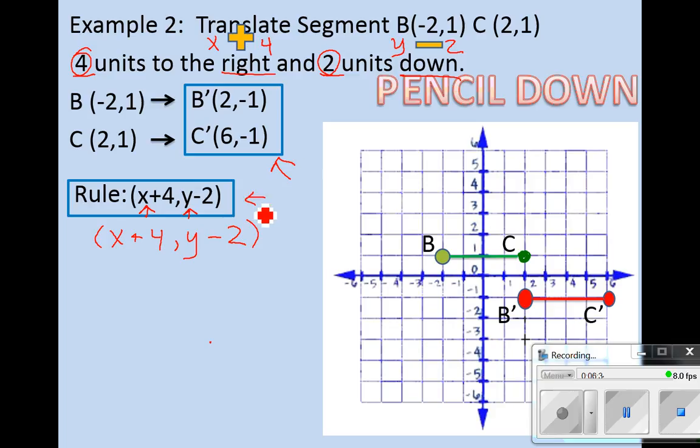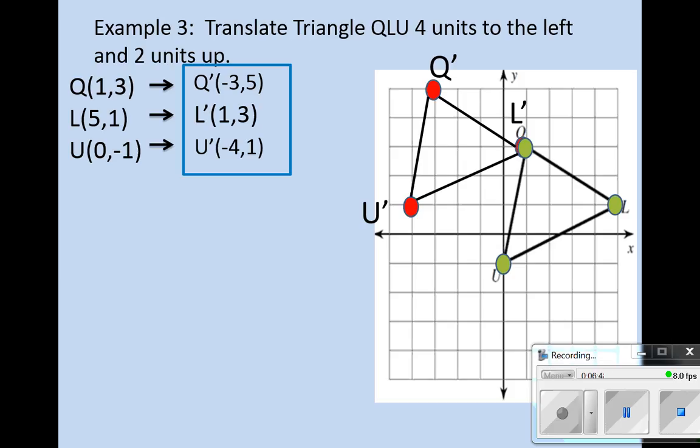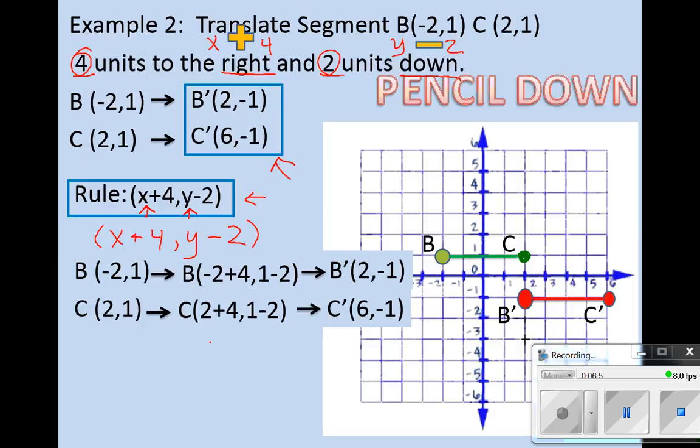So you can put your pencil down and just watch this part. This is where we're plugging in or substituting our ordered pairs that we were given into our rule to see if they work. And look at our final answers. We have B prime 2, negative, and we have 6, negative 1, and we are right with that one after using our rule.